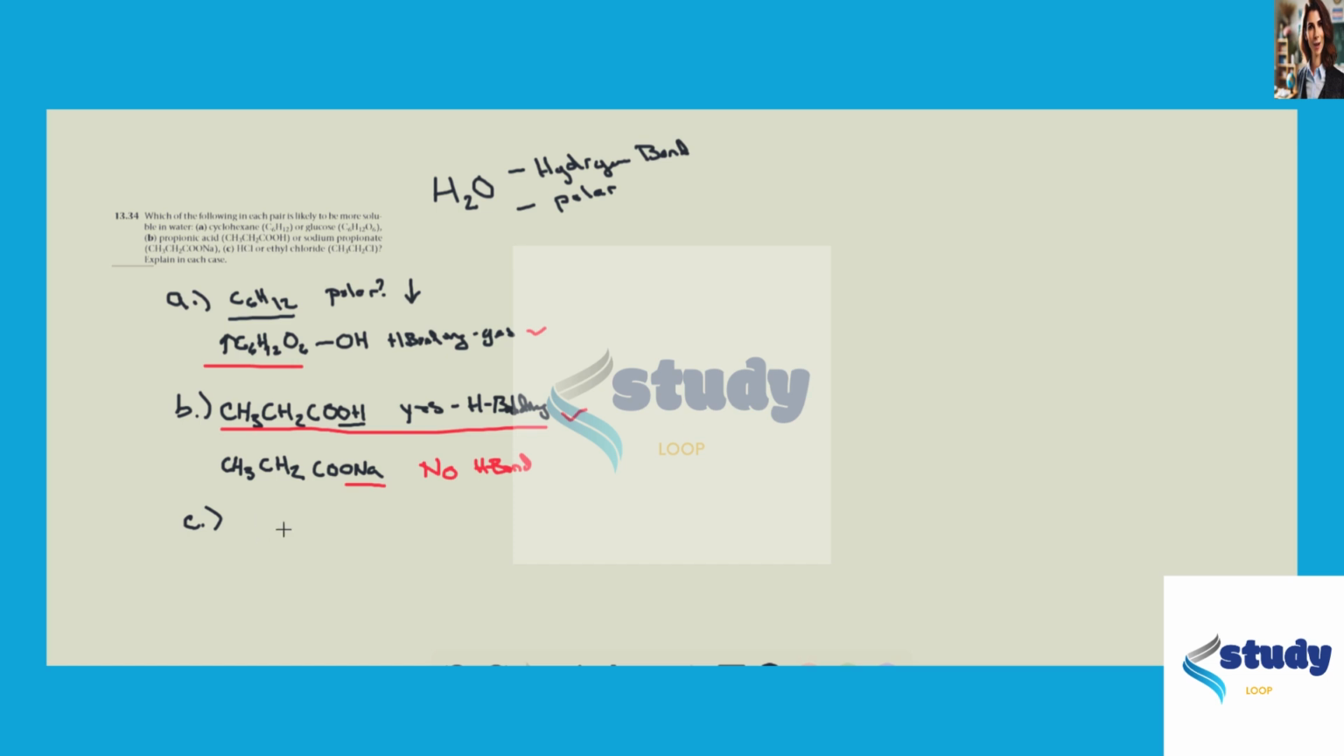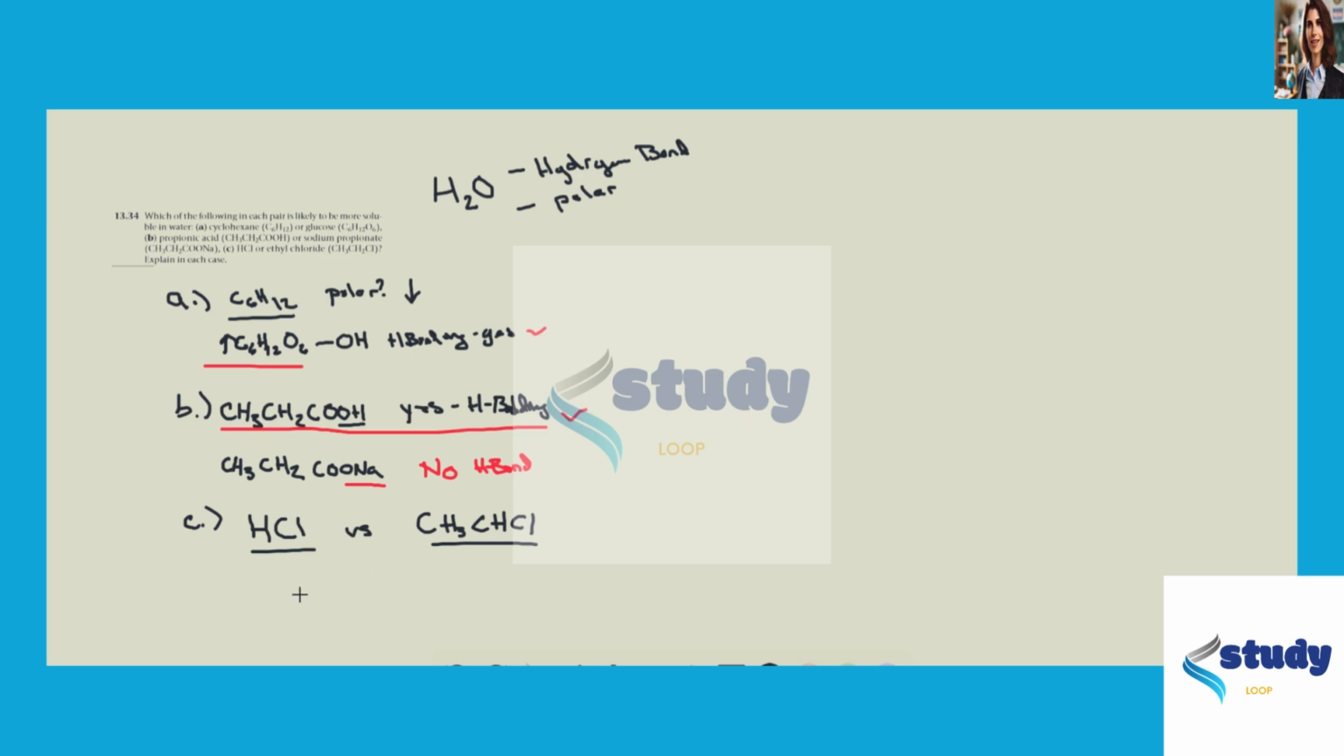Let's look at C. We're going to do the same thing. So I'm going to write out HCl and then compare it to CH3, CH2, Cl. So let's see here. Can either of these hydrogen bond? No. There's no oxygen bonded to a hydrogen. There's no nitrogen bonded to a hydrogen, no fluorine bonded to a hydrogen. So there's no hydrogen bonding going on with either of these.